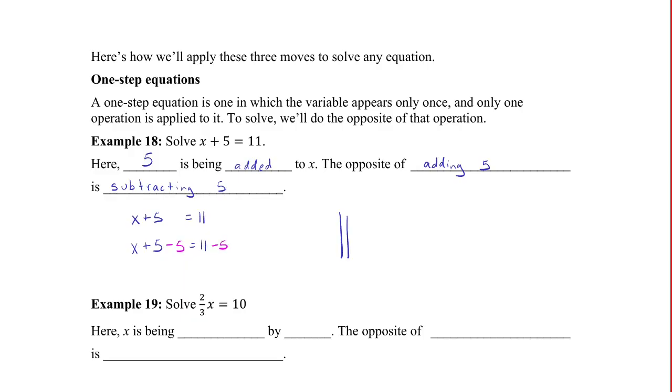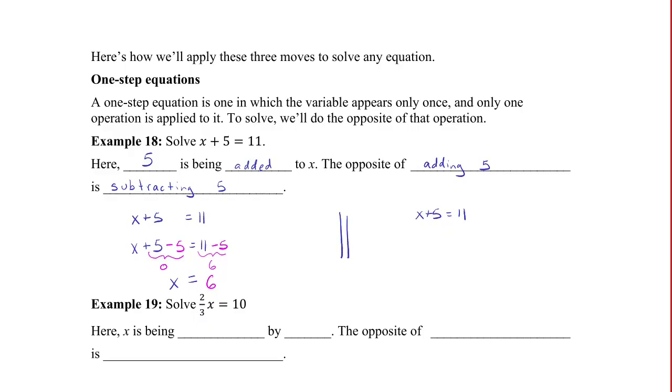Then we will combine the numbers, right? So we have plus 5 minus 5. That works out to 0. Over here we have 11 minus 5. That works out to 6. And so we end up with x equals 6. As a shortcut way of writing that, starting again with our original equation, x plus 5 equals 11.